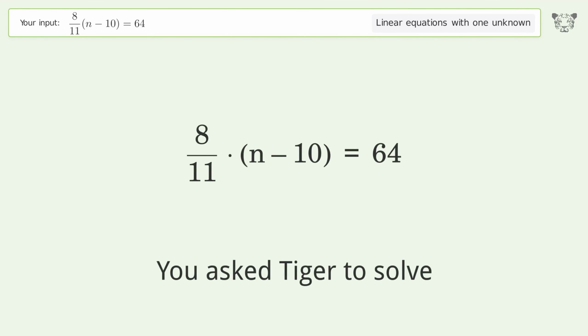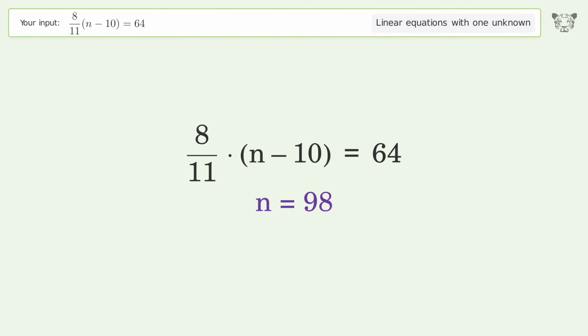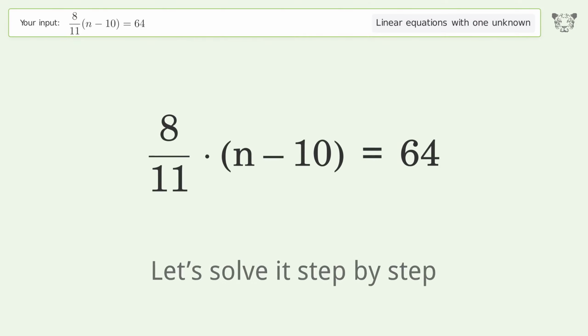You ask Tiger to solve. This deals with linear equations with one unknown. The final result is n equals 98. Let's solve it step by step.